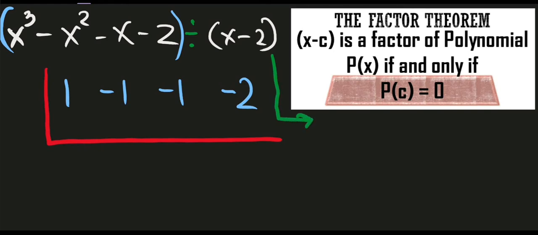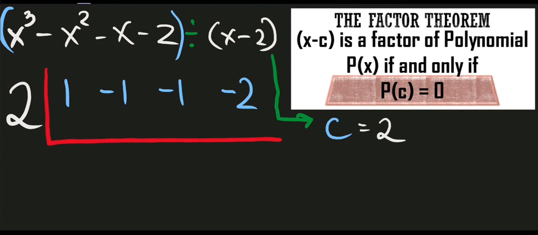So, we need to look for the value of c. What will be the value of c if we have x minus 2? Obviously, the answer is positive 2. Again, our technique is to just change the indicated sign when getting c. Since we have minus 2, which is negative, we will use positive 2. So, we will use positive 2 on the outside. Let's place it and do this synthetic division.